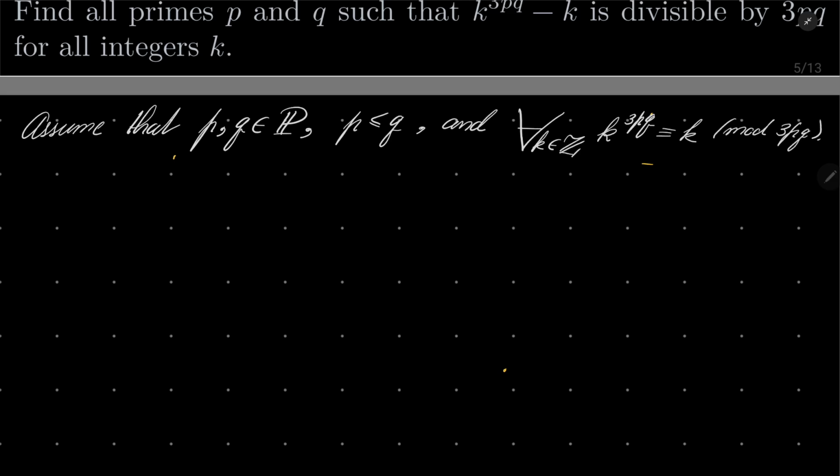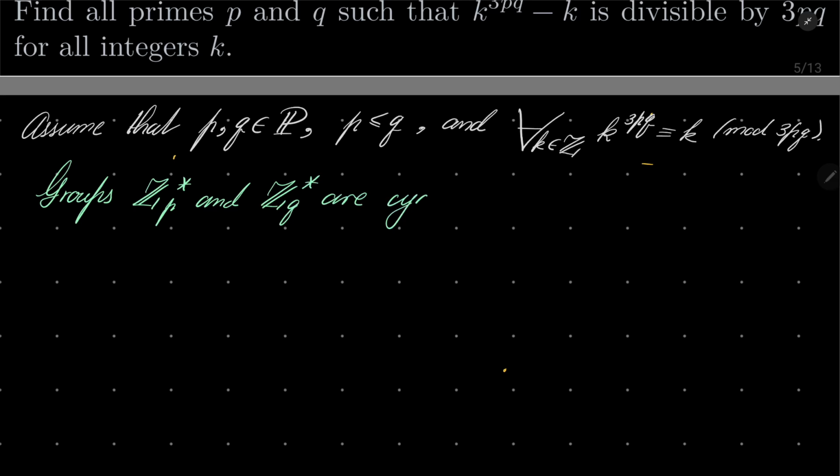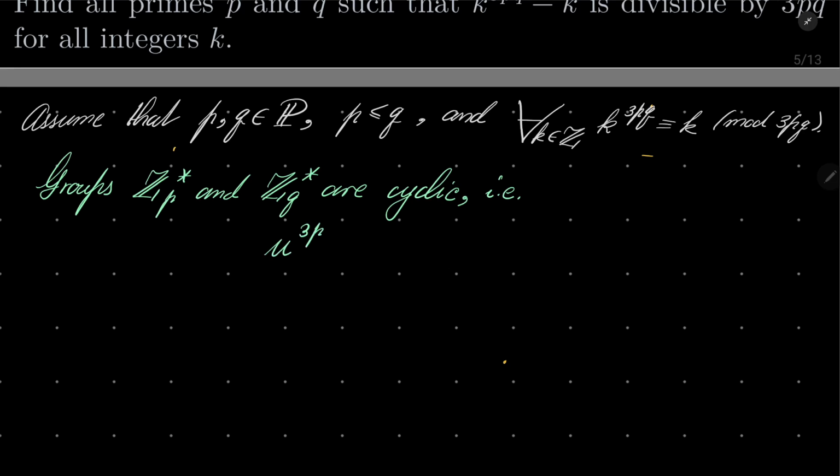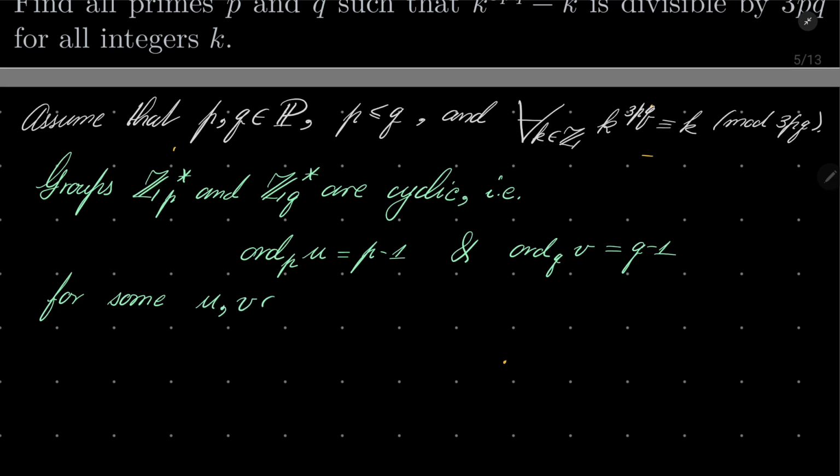Okay, and now the groups Z_p star and Z_q star are cyclic, which means that the order of some element u modulo p equals p minus 1, and the order of some element v modulo q is q minus 1, for some integers u, v such that p does not divide u, and q does not divide v.